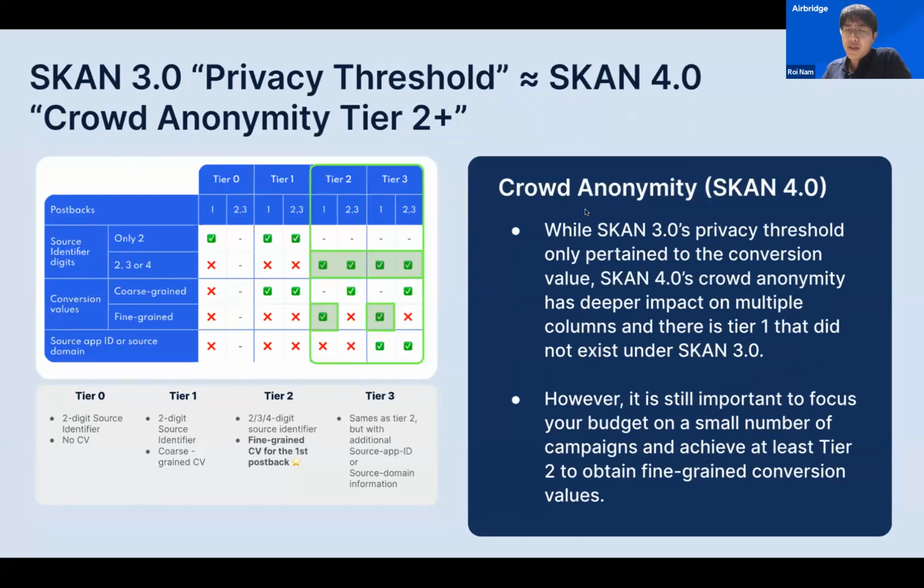While SKAN 3.0's privacy threshold only pertains to the conversion value, when you see this table on the left-hand side, you will recognize that SKAN 4.0's crowd anonymity has a deeper impact on multiple columns, and there is tier 1 that did not exist under SKAN 3.0. So what I wanted to convey here is that it's really important not only to meet the privacy threshold under SKAN 3.0, but also to try to reach crowd anonymity tier 2 and above as much as you can, because then you will receive the fine-grained value for the first postback, and that is really important for your optimization.